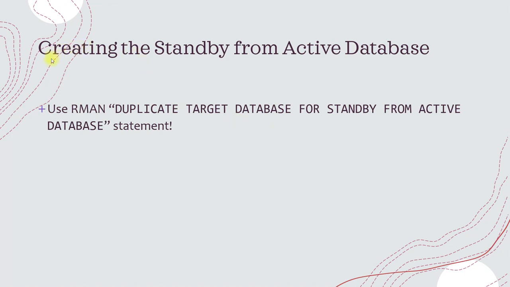Now this is the final thing, how to create a standby from an active database. You need to run this command: duplicate target database for standby from active database. Active database being the primary database. It will automatically duplicate, it will do everything. It will copy the files from primary, store them on the standby, restore and recover those files, and start the instance. You will eventually see that the database has come up. It just takes around 5 minutes and everything works.